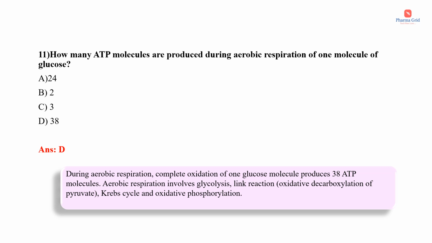During aerobic respiration, complete oxidation of one glucose molecule produces 38 ATP molecules. Aerobic respiration involves glycolysis, link reaction, that is the oxidative decarboxylation of pyruvate, Krebs cycle and oxidative phosphorylation.